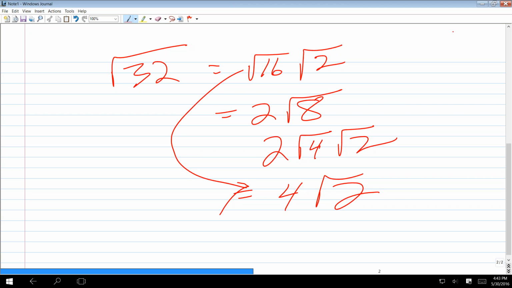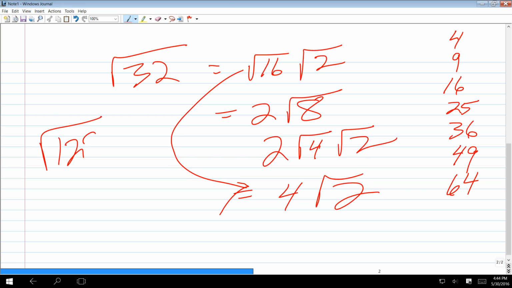So the numbers that are really important when you're simplifying radicals are the perfect square numbers. In other words, if I said the square root of 128, what's that going to be? 2 and 64. So 8 root 2.